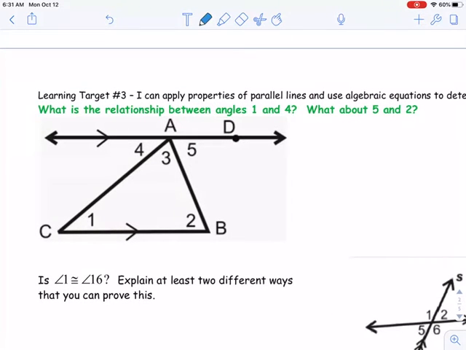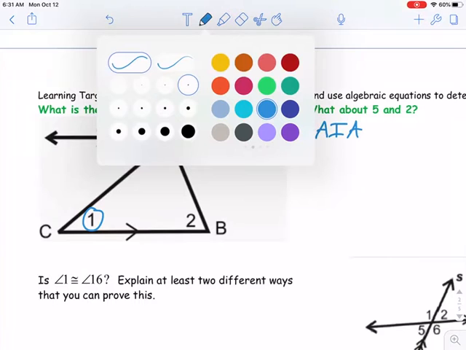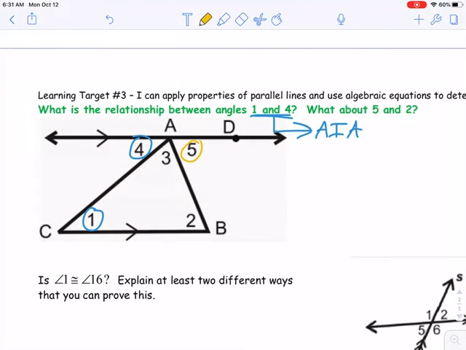All right, so what is the relationship between angles 1 and 4? So again, right here, this answer is alternate interior angles. And then what about angles 5 and 2? Again, alternate interior angles. If you're having trouble seeing why, you got these parallel lines, extend them. Transversal for that part, or you can even say we have this transversal over here.